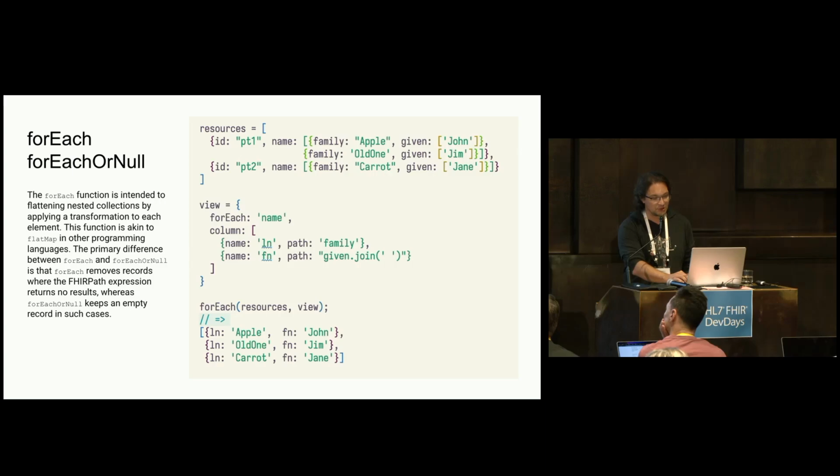Usually forEach in a programming language is a flat map. For SQL databases, it's kind of an unnest or explode function.